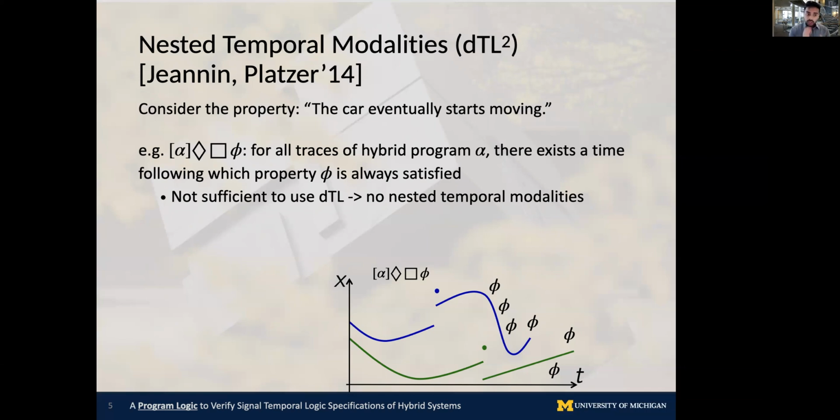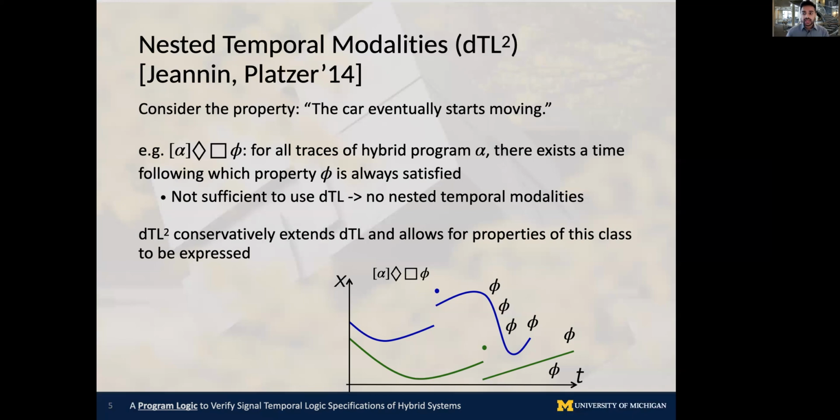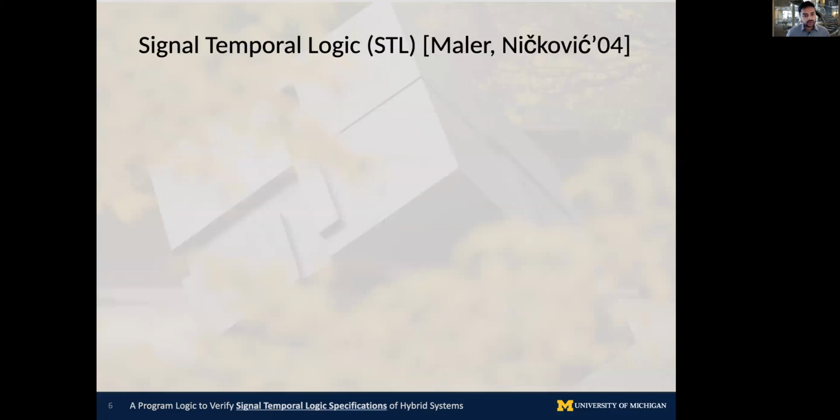Notice here the use of these alternating temporal modalities, that is, we have this diamond followed by a box, a feature that is not supported by DTL. This is where DTL2 comes into play. DTL2 conservatively extends DL, and it allows for properties of this class to be expressed cleanly. So far I've been unpacking the program logic part of the title of this paper with some background information.